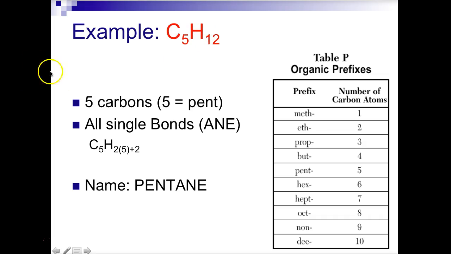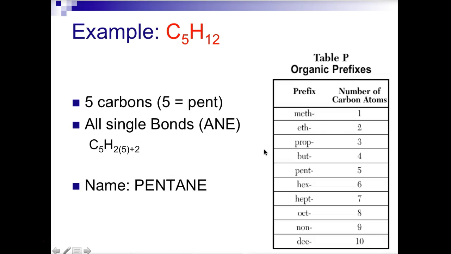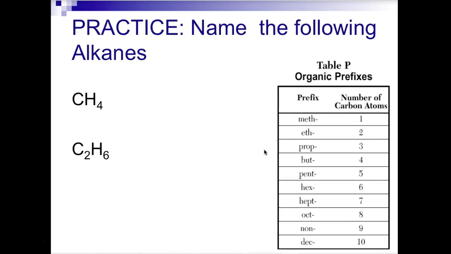So again, one more time. We have 5 carbons, so that means that I have the prefix pent. They're all single bonds, and so they're going to end in ANE, and that's because we know this formula. Remember this formula, C to the N, H to the 2N plus 2 tells us how many hydrogens we have. So the name for this compound, C5H12, is pentane, and it follows within our alkanes formula.